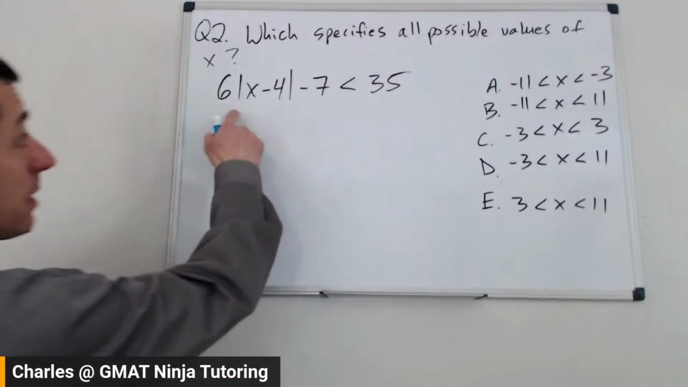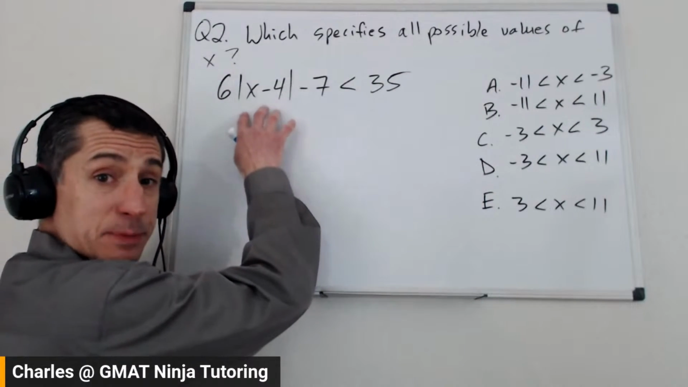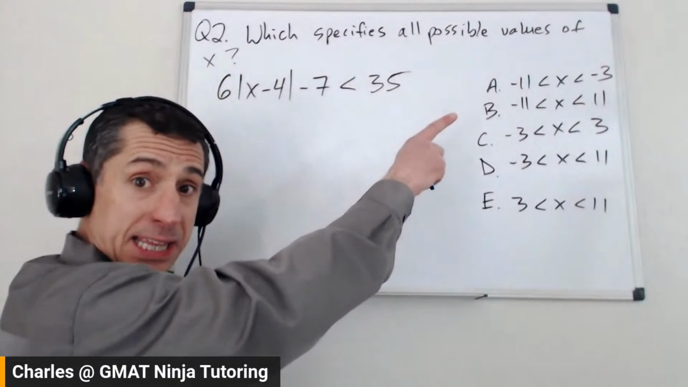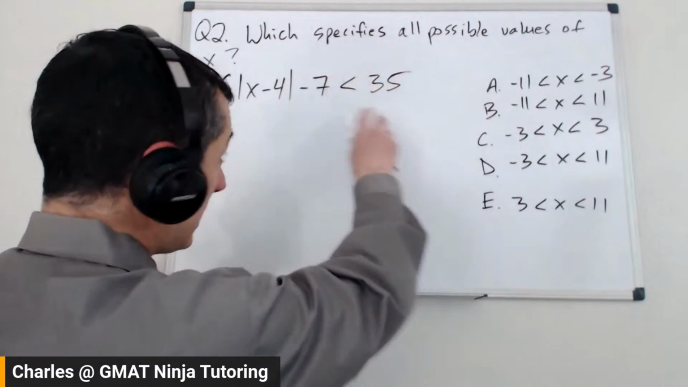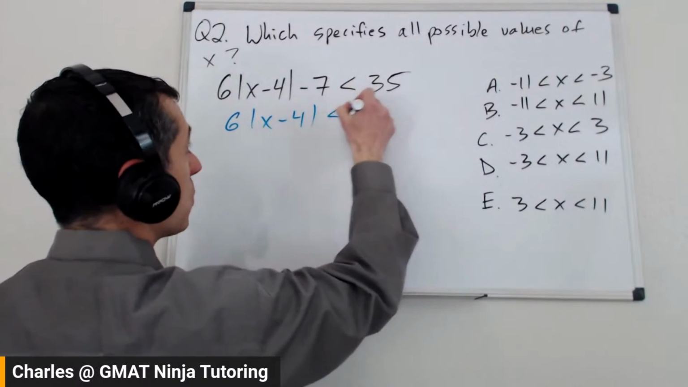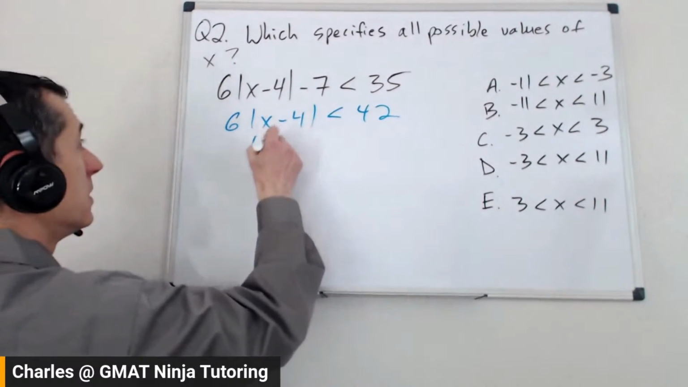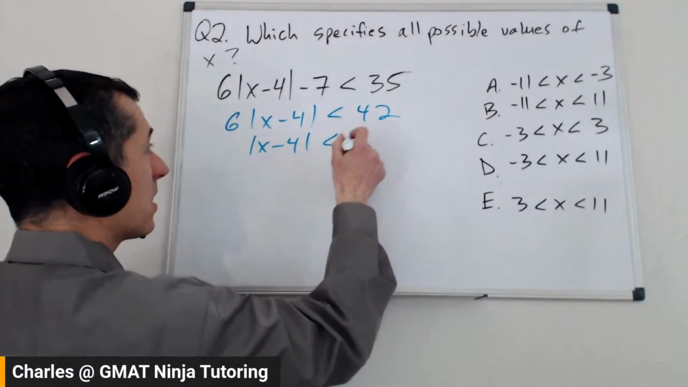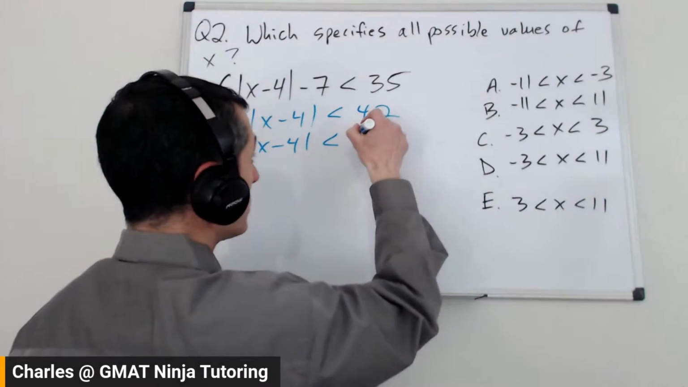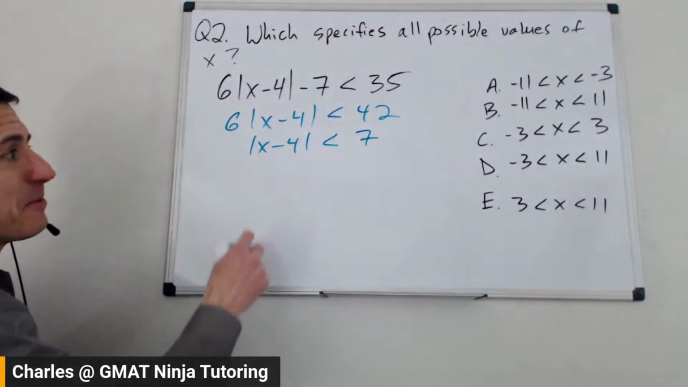All right. Goal number one, I just want to get this absolute value term isolated first. So I'm going to add 7 to both sides. Again, I can add anything I want to either side of the inequality. Doesn't change the sign yet. 6 times absolute value of x minus 4 less than 42. Somebody yell at me if I make a silly error. I'm going to divide by 6. Again, positive, I can do that, no problem. 42 divided by 6, I get 7.